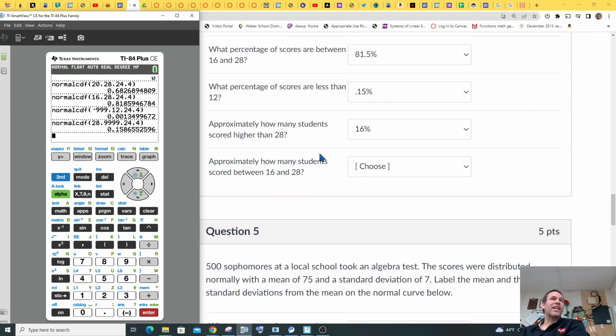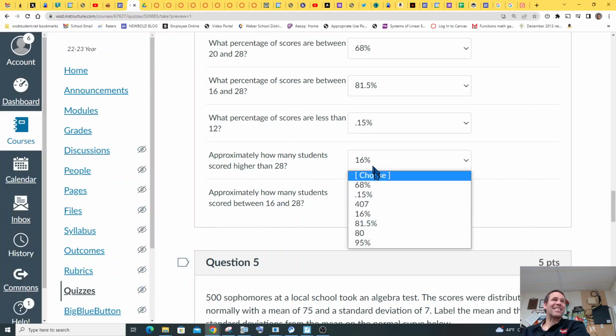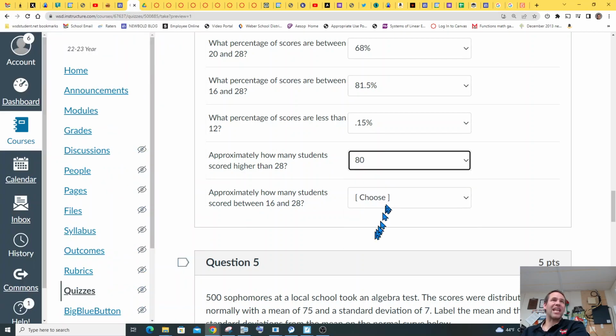Wait a sec. Approximately how many students scored higher? Oh, how many students, not what percent. Well, what's 16% of 500? That's 80. So you actually might need to change that to 80. You see how they tricked us there? You take your percentage and multiply it by 500, which is what we did there.